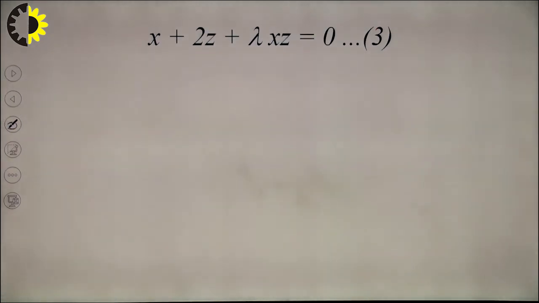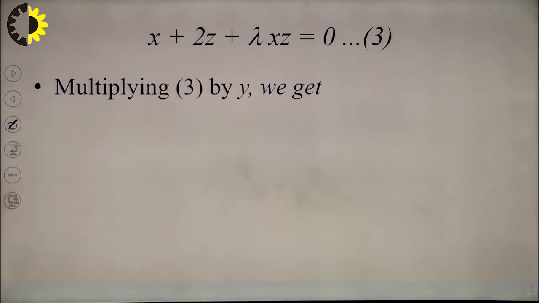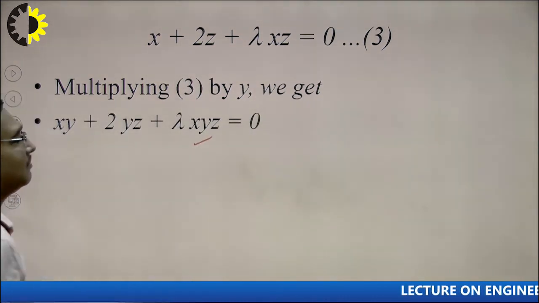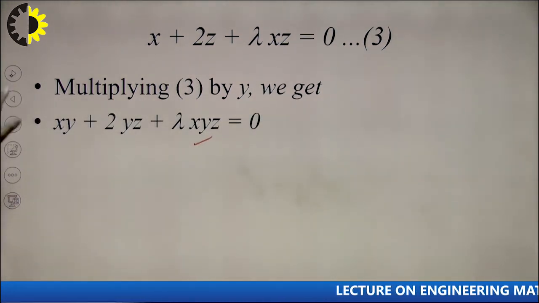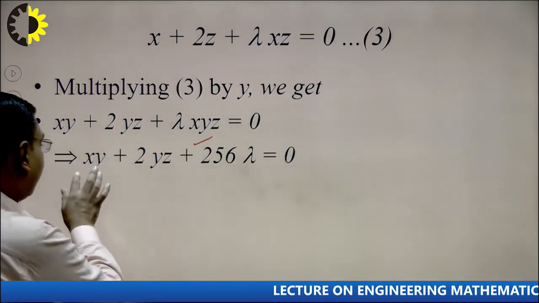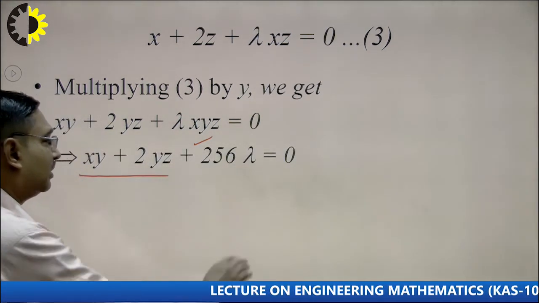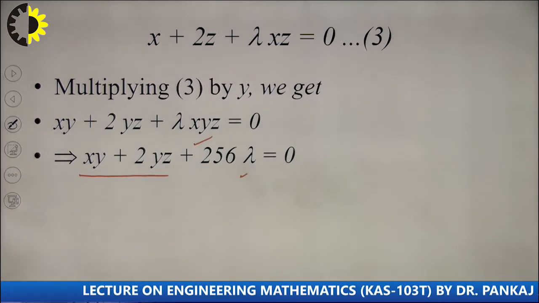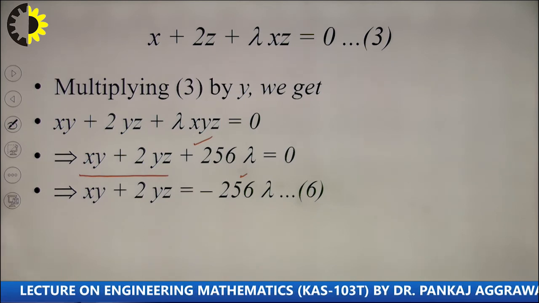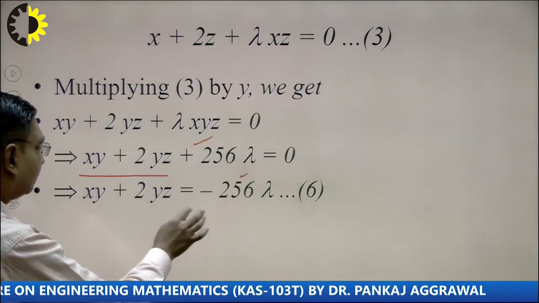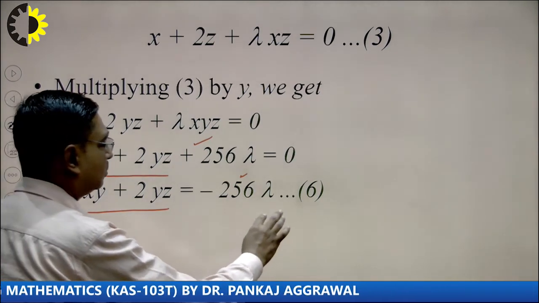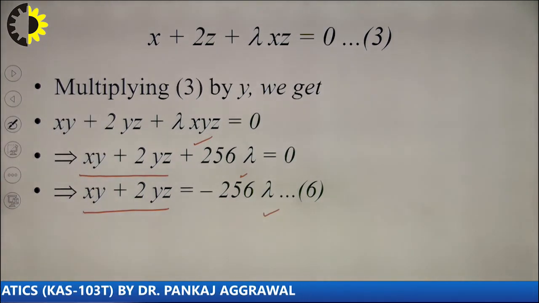Now, from the third equation, I shall multiply it by y. I will obtain xy plus 2yz plus lambda xyz equal to 0. It will give xy plus 2yz plus 256 lambda equal to 0, because this xyz is 256. From here, I calculated xy plus 2yz equals minus 256 lambda.